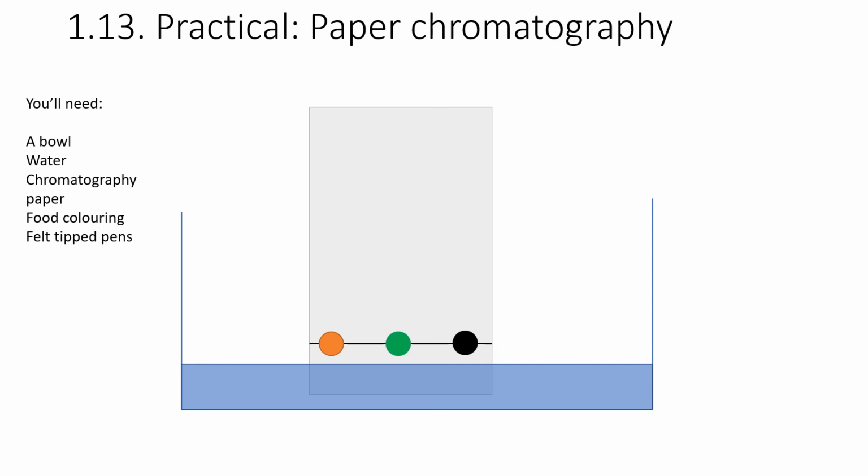For specification point 1.13, you need to carry out a practical. You need to do paper chromatography yourself. To do this, you'll need some chromatography paper, a bowl or a beaker, water, food colouring or felt tip pens. You'll draw a line along the bottom of the chromatography paper. You'll fill the water into the beaker so it's below the line. You'll do a few dabs of felt tip pen or food colouring along that line, and you'll allow the water to be sucked up into the chromatography paper. You'll notice in this diagram that I haven't shown anything holding the chromatography paper at the top. You would of course need something above or to the side of the beaker to hold it up.